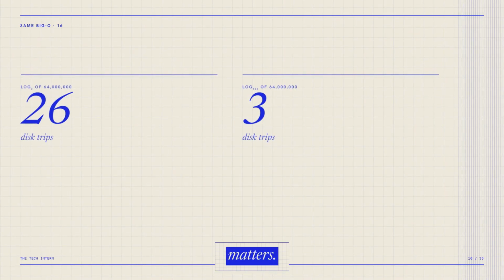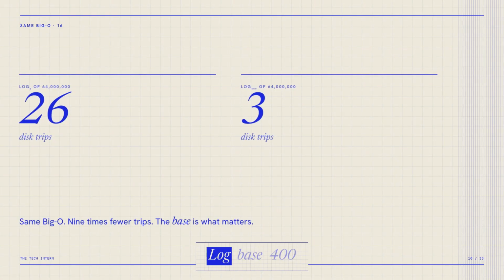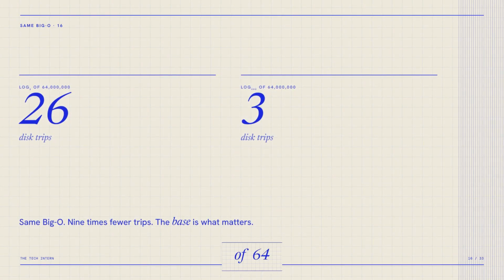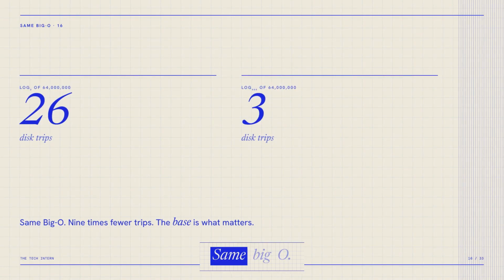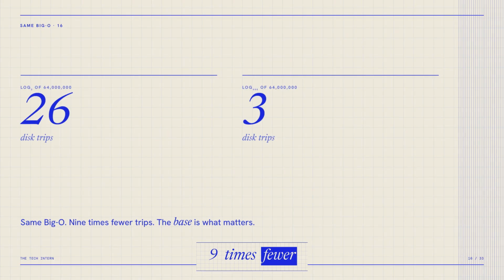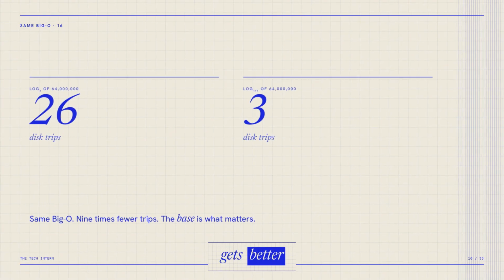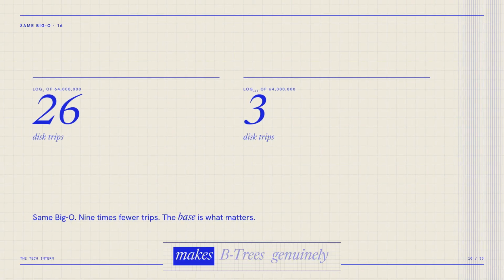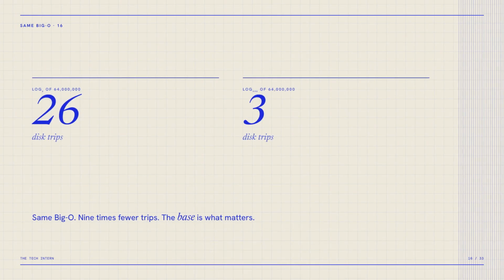matters. Log base 2 of 64 million is 26. Log base 400 of 64 million is 3. Same big O. 9 times fewer disk trips. But it gets better than that, and this is the part that makes B+Trees genuinely beautiful.